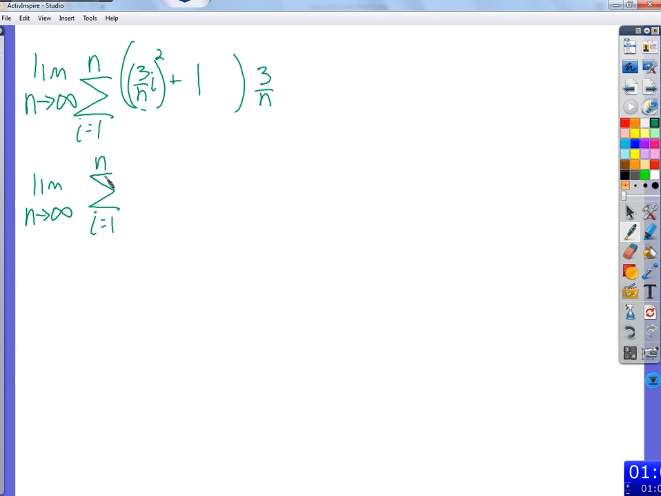Three over n out front? Okay, why is that? It's a constant multiple? Yes. It's multiplying everything by a constant, we know that we can bring out constant multiples. Because remember, now n looks like a variable, doesn't it? It doesn't seem like a constant. Can someone explain to me why it's a constant?